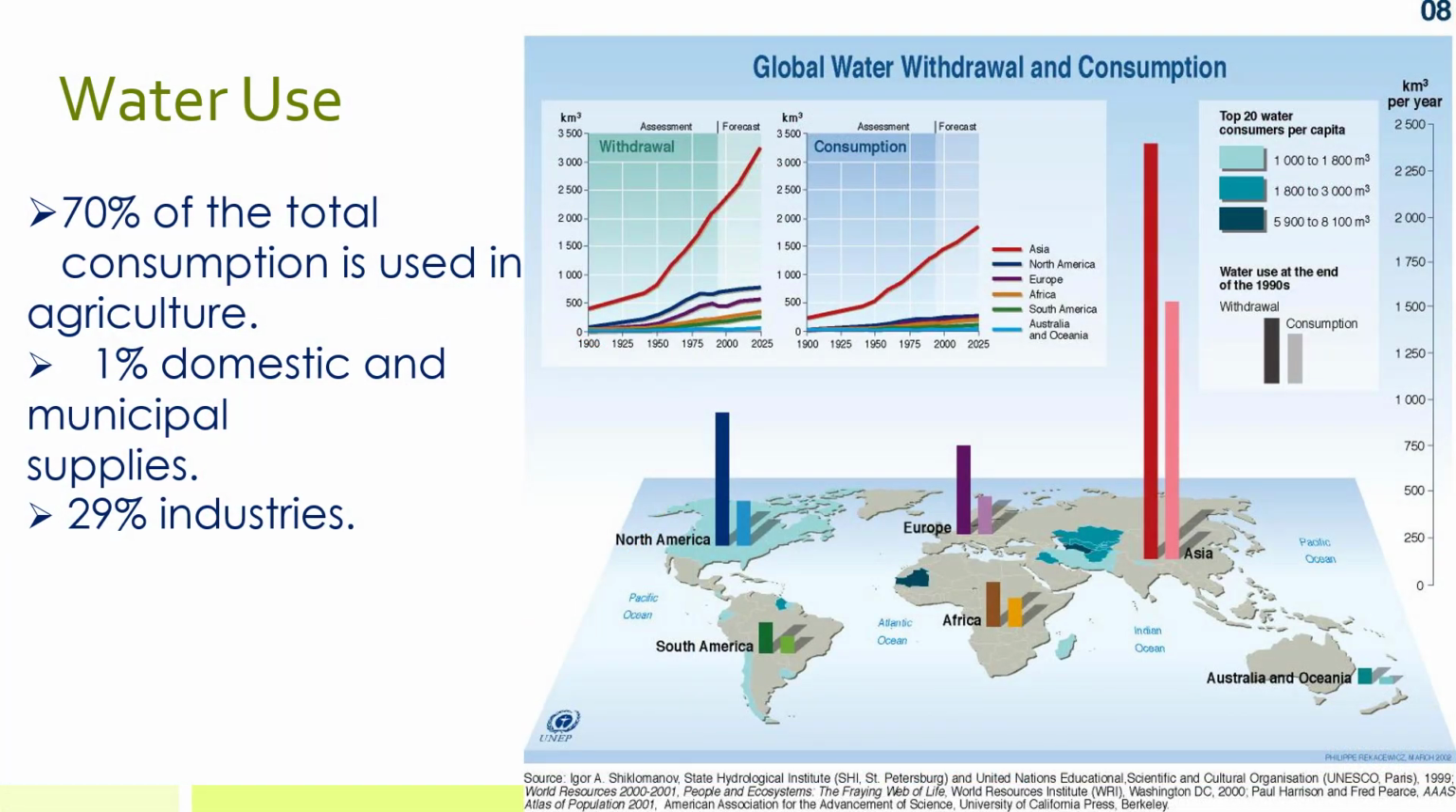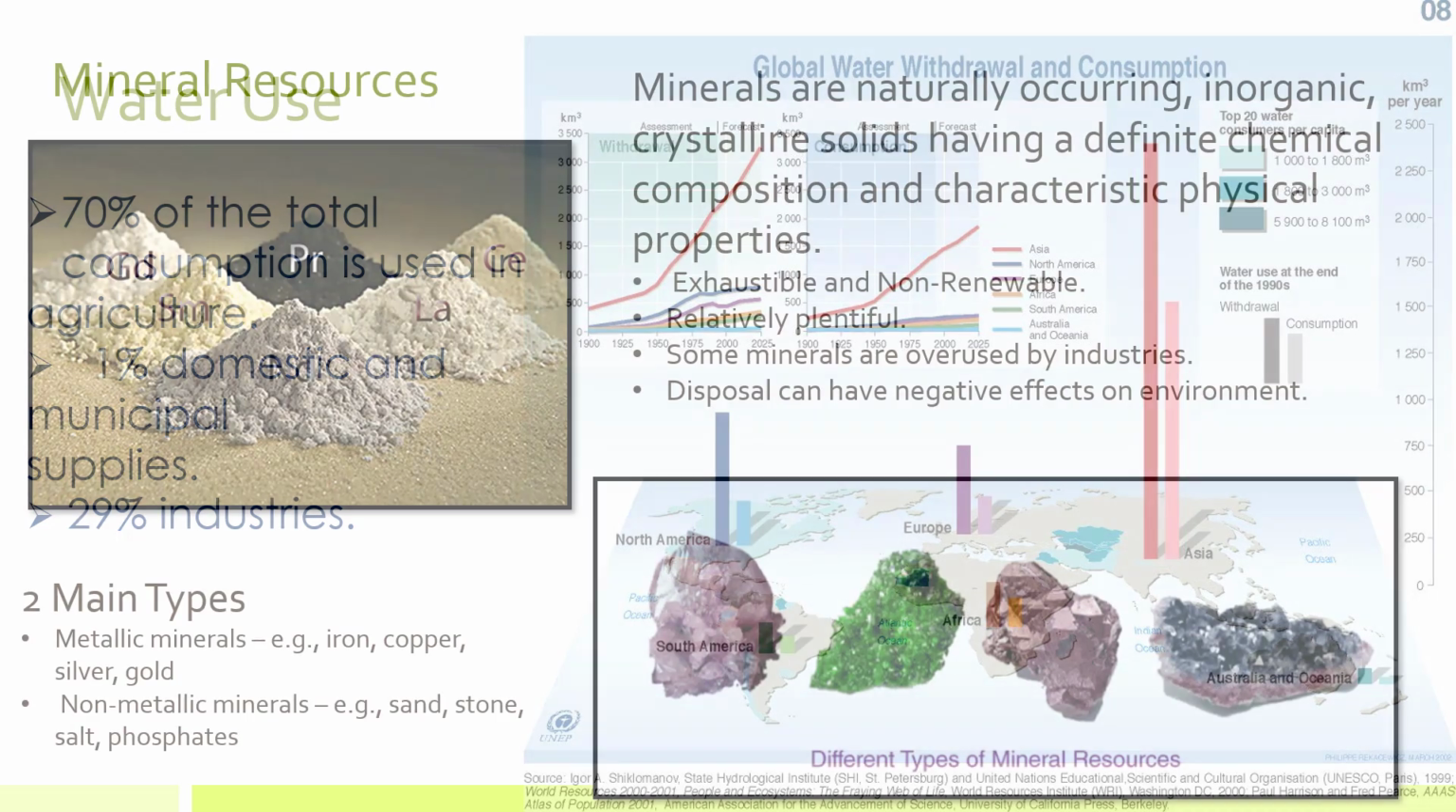So with water use, 70% of the total consumption of man's water use is for agriculture. And when man shifted from being nomadic hunter-gatherers into farmers, the use of the world's water naturally increased. 1% of water use is domestic and municipal, and 29% for industries.